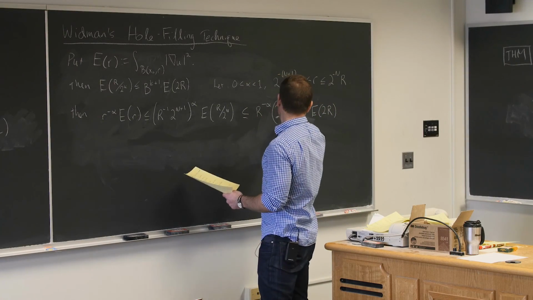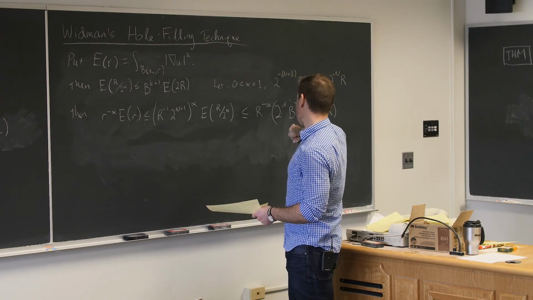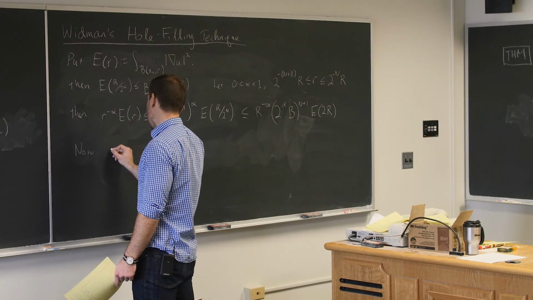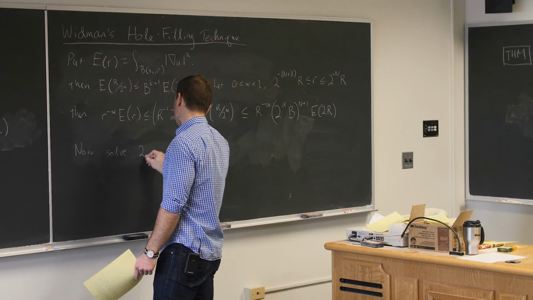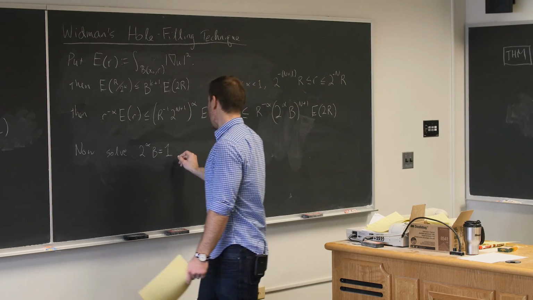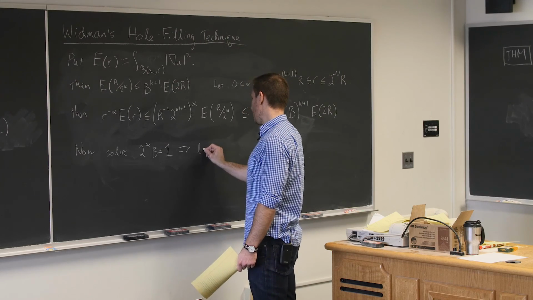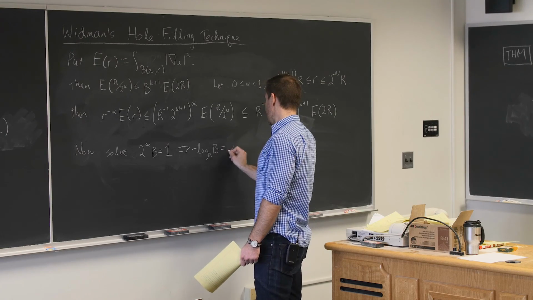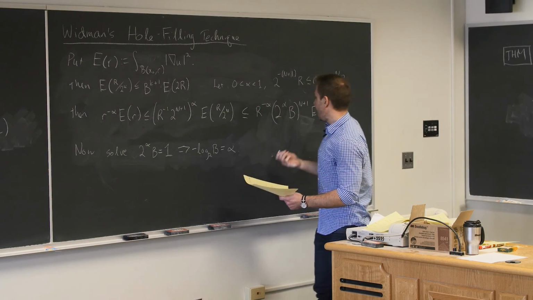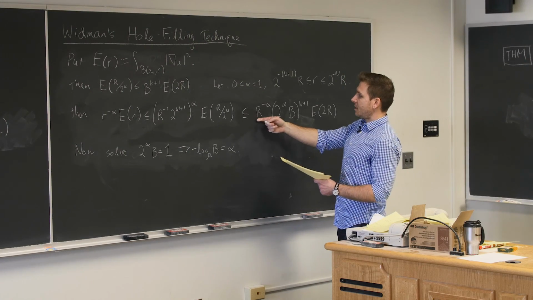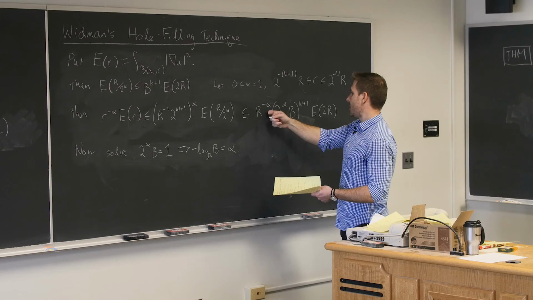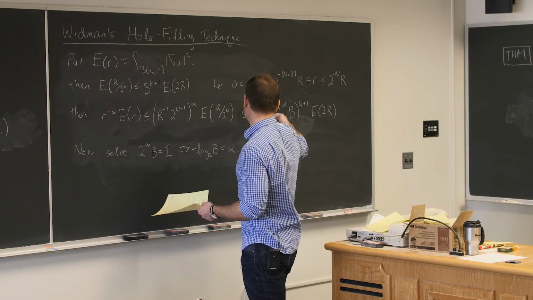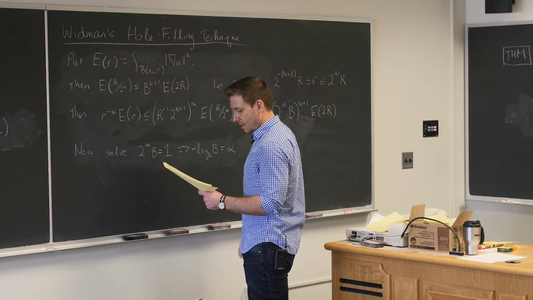Okay, so now here, what we want to do is just get that so that it's equal to 1, which we can do. So now choose alpha, so we can just solve 2 to the alpha times b equals 1 to get whatever that is, negative log base 2 of b is our alpha. And so doing that gives us a 1 here, and we just end up with the radius to the negative alpha times this. So our energy over r is bounded by, or grows like, a power of our radius here.